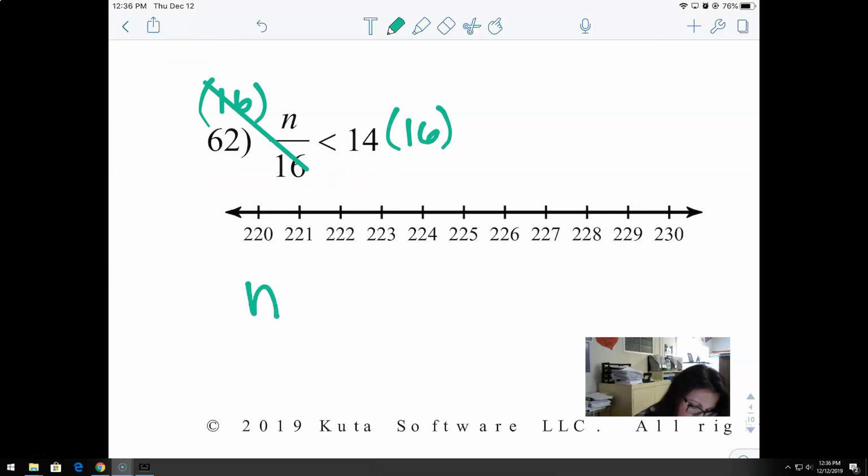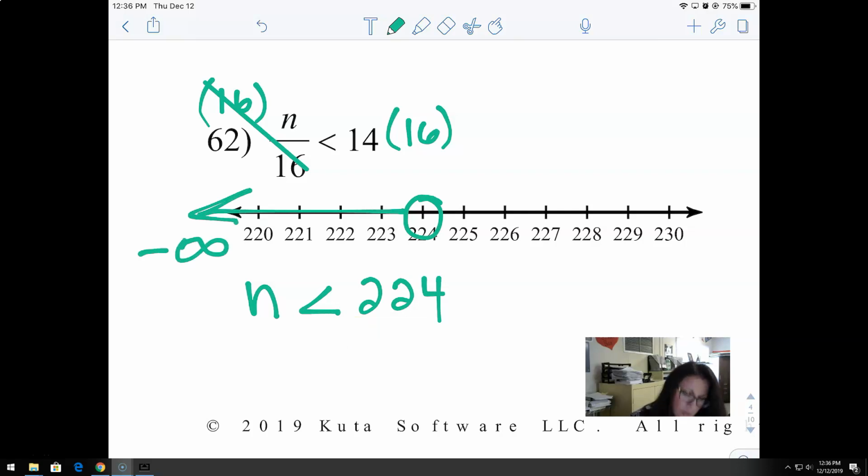n is less than 14 times 16. So 14 times 16 is 224. So here's my open circle at 224 because n has to be less than 224. It cannot equal. So I'm going to go anything less than, which is towards negative infinity.